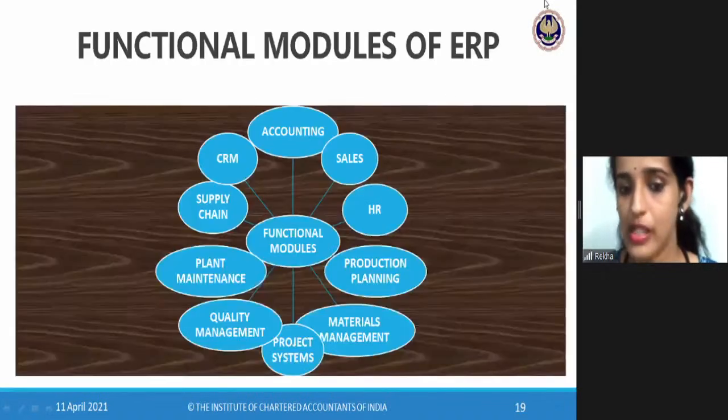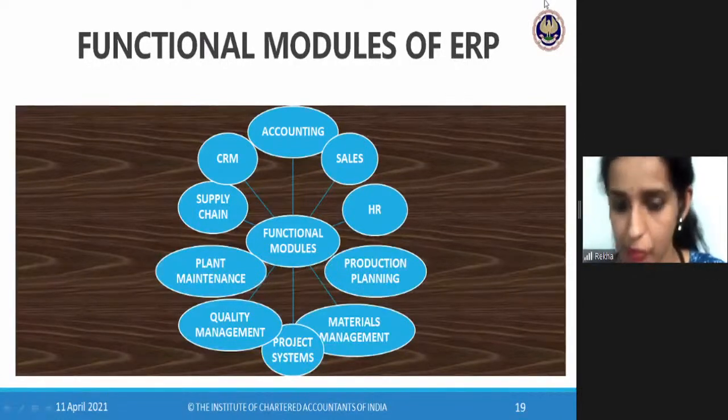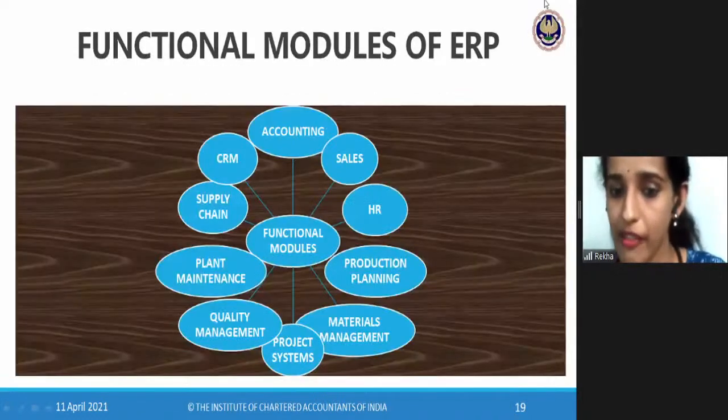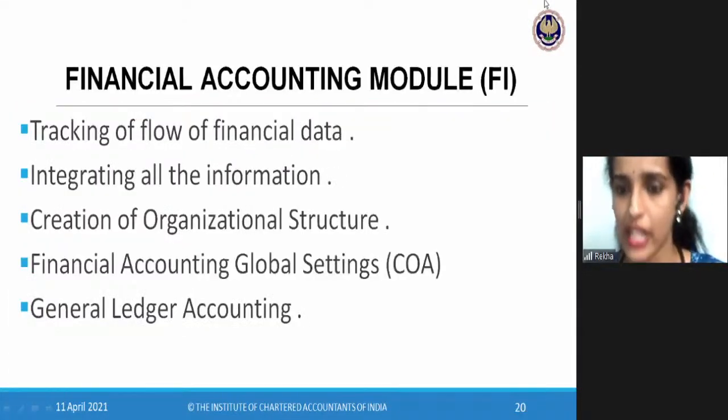Now, first we'll start with these functional modules. Depending on the function, whether it is trading, manufacturing, or service, they will have different types of modules. The first one we'll start with is the financial and accounting module, and then the controlling module and a few other modules. Now, mark this financial and accounting module as very, very important. This and the controlling module, both together, very important.